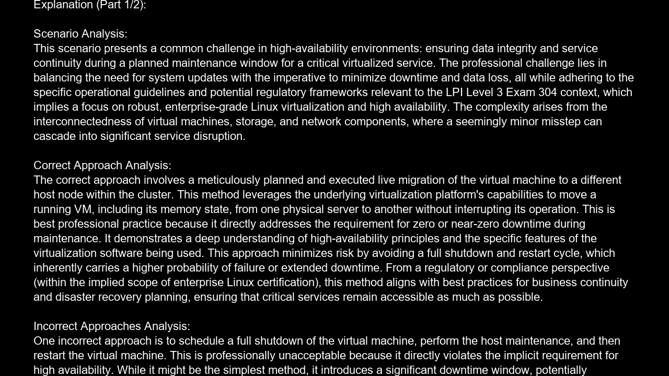Incorrect approaches analysis. One incorrect approach is to schedule a full shutdown of the virtual machine, perform the host maintenance, and then restart the virtual machine. This is professionally unacceptable because it directly violates the implicit requirement for high availability. While it might be the simplest method, it introduces a significant downtime window, potentially impacting business operations and user access. Ethically and professionally, it fails to employ the available technologies to maintain service continuity.